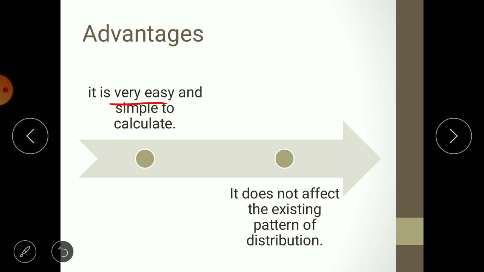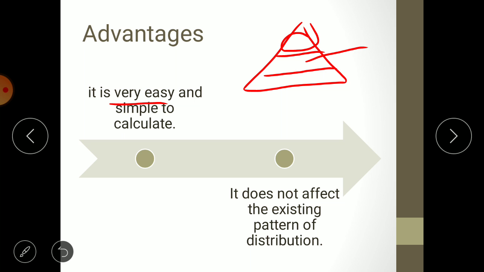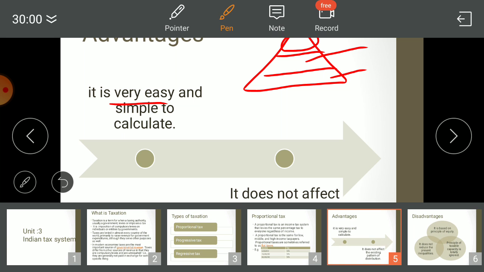Then the second advantage is that it does not affect the existing pattern of distribution. See, what is the pattern of distribution? Pattern of distribution simply means the pattern of income distribution. Every country has a triangle income distribution format, where the triangle is divided into three phases: the upper phase is known as the rich class, second is known as the middle class, and the last phase is known as the poor class. What does this system imply? It does not change or affect the existing pattern of distribution. It means the rich will belong to the rich category only and the poor will belong to the poor category only.